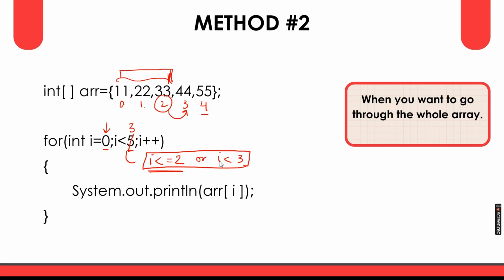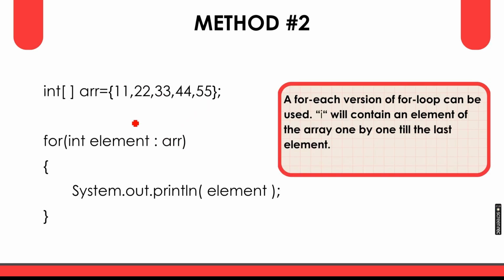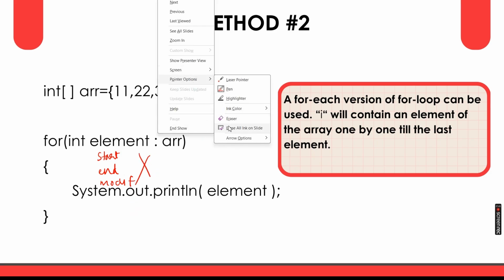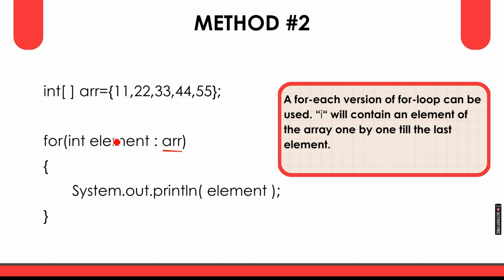But when you want to print the entire array and you don't want the for loop to take 0, 5 and I plus plus, when you don't want to write the start, the condition, and then the modification for the loop, you can just use the for each loop. In this, you don't have to do anything. You don't have to write the start, the end, or the modification part, nothing. Just give the name of the array here and give the iterator here.